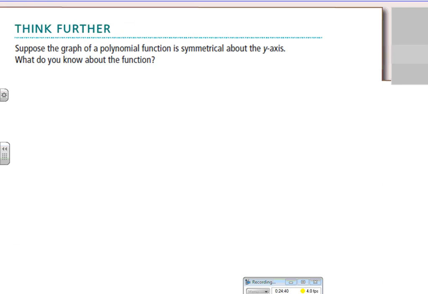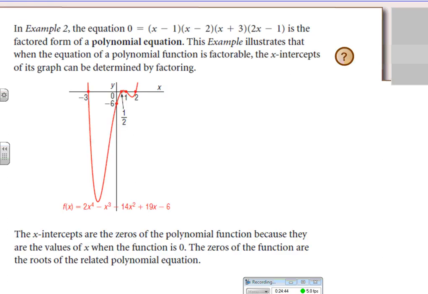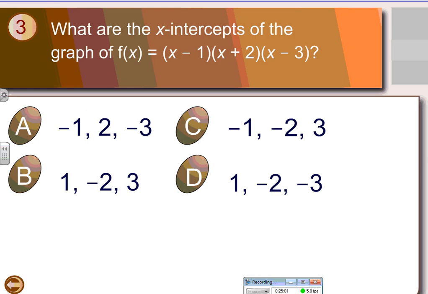Okay, so answer your thinking further for yourself now. So just like I said, when you factor it, you're able to find the zeros from the factors by equating them to 0. All right, another quick question. Answering that for yourself. What are the x-intercepts of that one? A, B, C, or D?